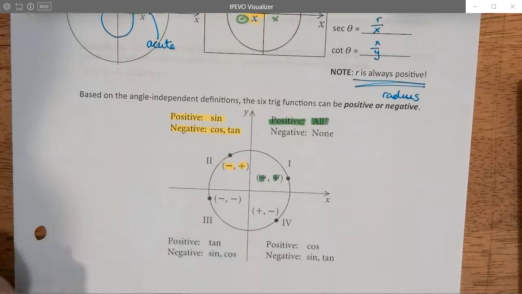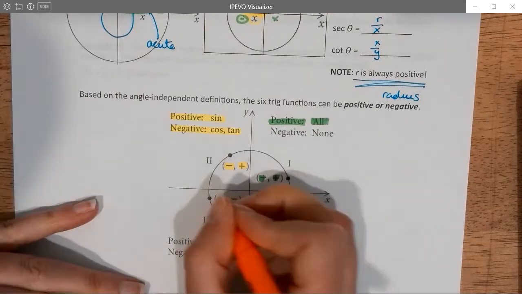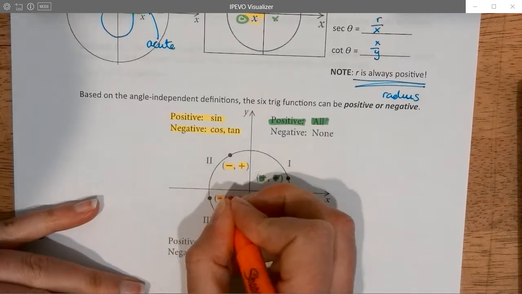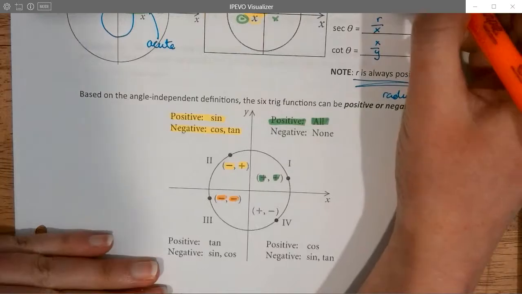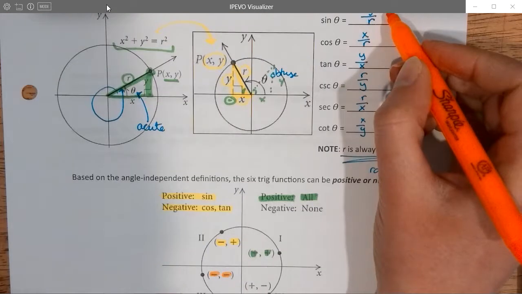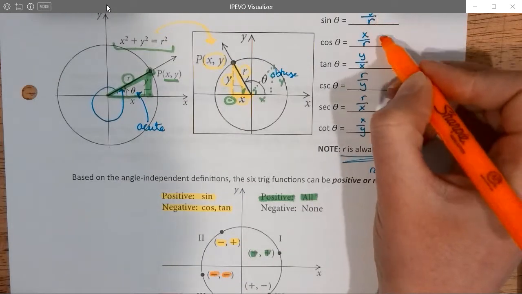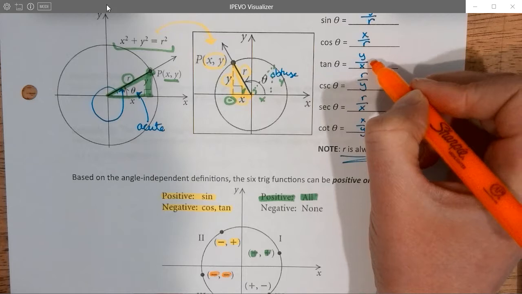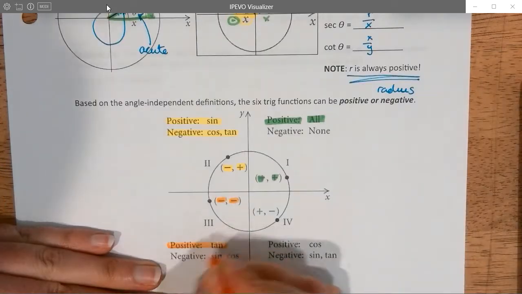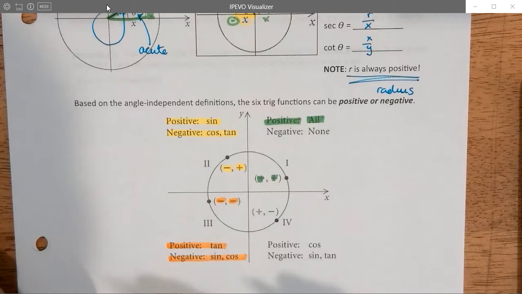In quadrant 3, you have negative x values, negative y values. So anything that uses x and y once will be negative, but tangent, which uses both of them, is going to be double negative and therefore positive. So tangent's going to be positive, sine and cosine are both going to be negative.